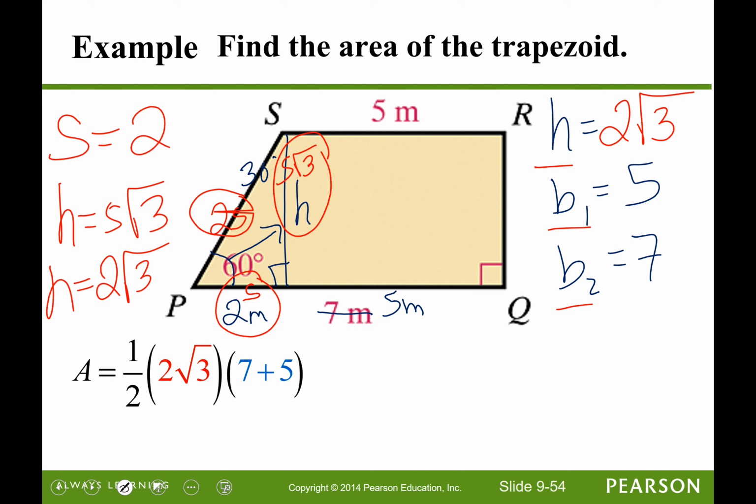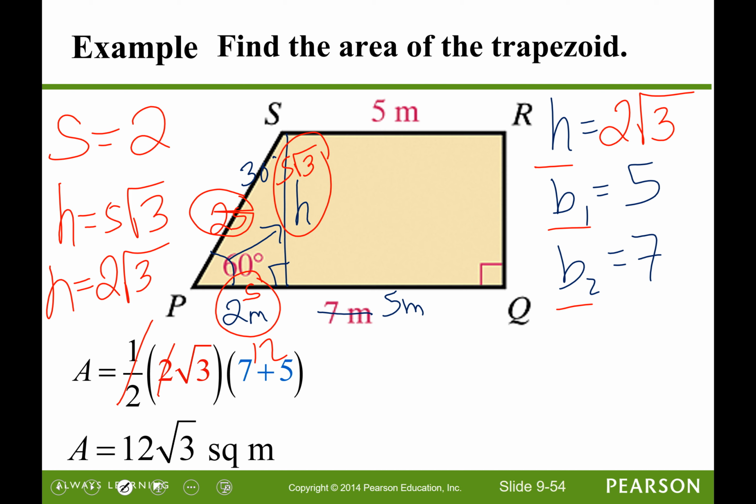So area is equal to 1/2 times 2 radical 3 times 7 plus 5. And if we do our arithmetic carefully there, that gives us 12 radical 3 square meters. If you're struggling with that, let's see, cross out or cancel the 1/2 and the 2. 5 plus 7 is 12. That might help you see that.